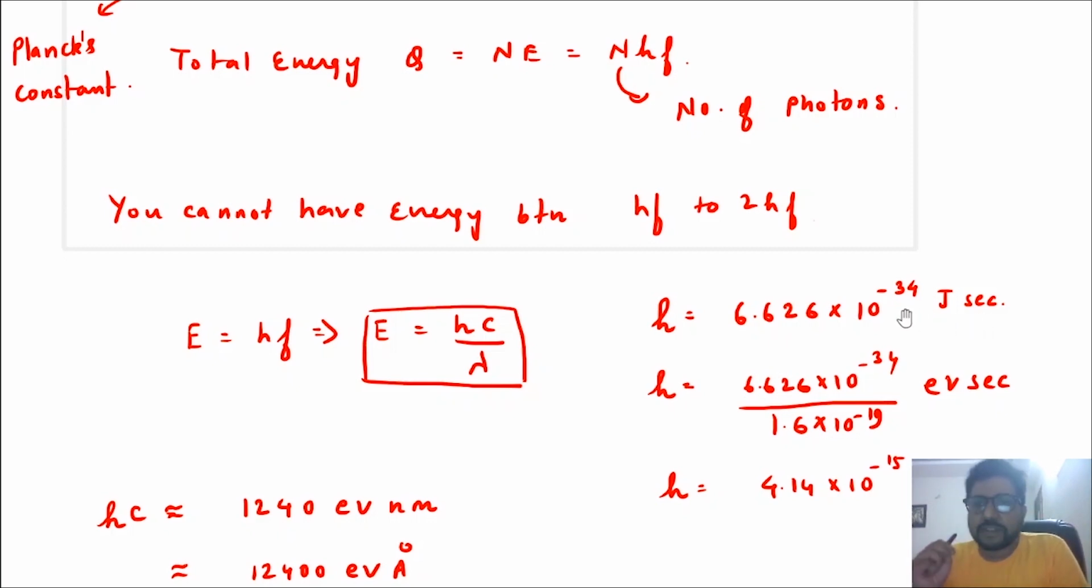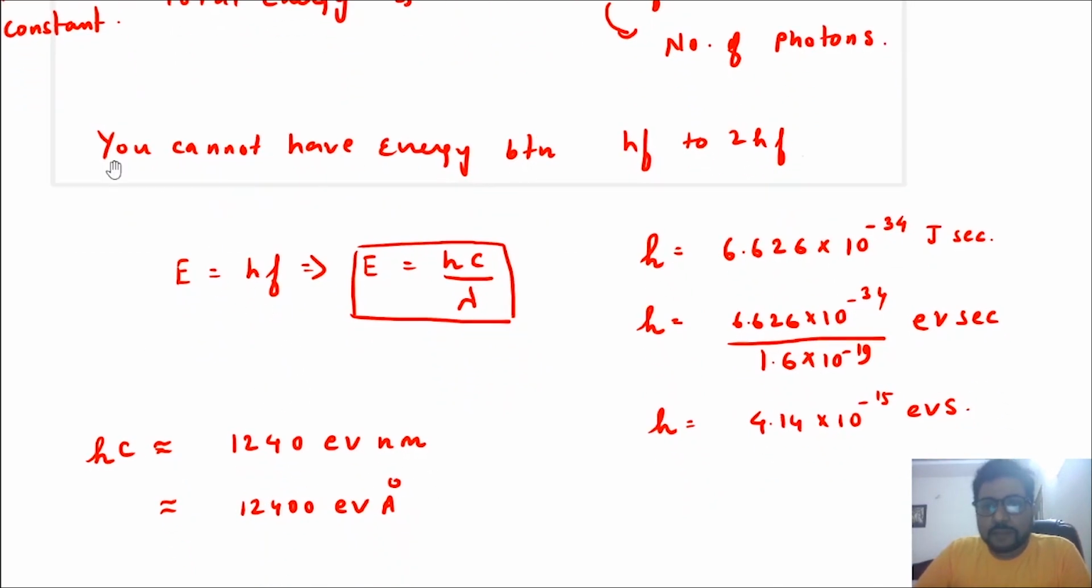But because in this chapter we'll mostly use the energy in terms of electron volt, we will write this joule in terms of electron volt. Now 1 electron volt is 1.6 into 10 raised to power minus 19 joule. So 1 joule is 1 divided by 1.6 into 10 raised to power minus 19 electron volt. Okay. Now if you divide this, you will get h is equal to 4.14 into 10 raised to the power minus 15 electron volt second. So this is the value of h in terms of electron volt second.